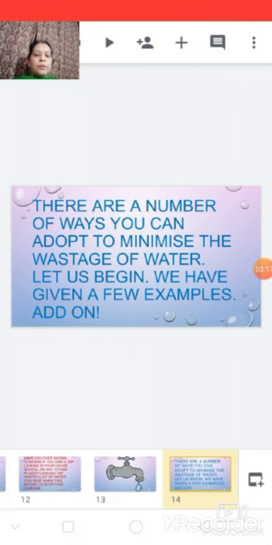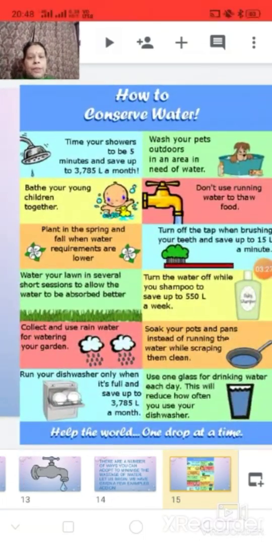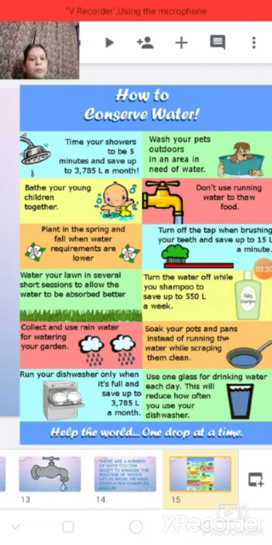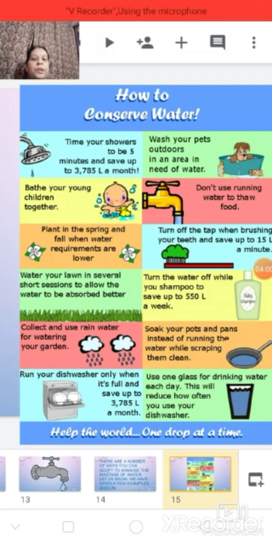There are a number of ways which you can adopt to minimize the wastage of water, and we will be talking about them one by one. Here are some of the ways where we have to conserve water. One is showering. When we take showers, we should have some fixed time, or we should take less time. All young children should be bathed together so that less water is used. Plant trees and give water at the bottom. Water your lawns in several short sessions so that water is absorbed by the plant and not drained off.